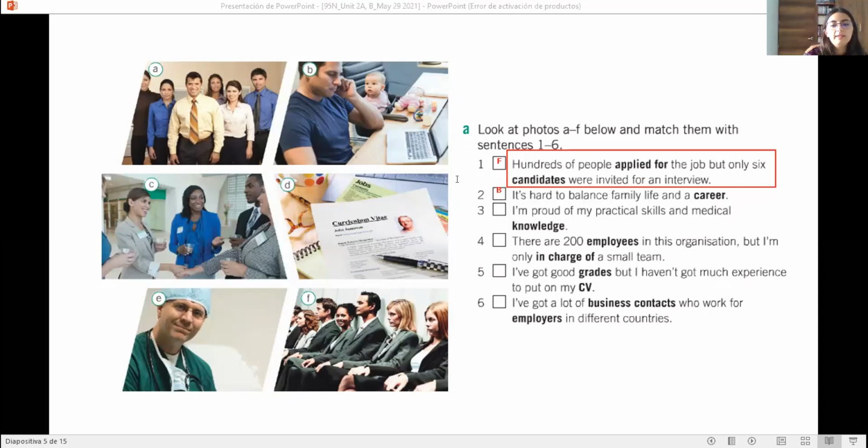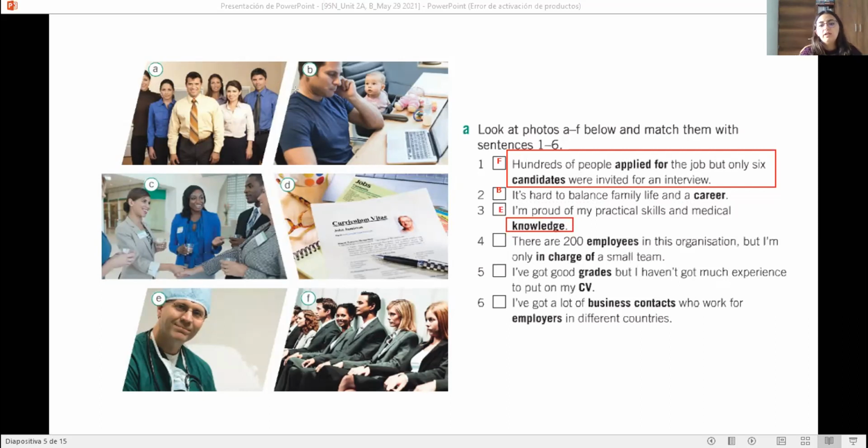Letter B. Exactly. Es difícil mantener balanceado, tener un balance entre la familia y la carrera, ¿no? Career. Excellent. Let's move to number 3. I'm proud of my practical skills and medical knowledge. Letter E. Yes. Letter E. Estoy orgulloso de mi destreza práctica. That would be the meaning of this word, knowledge, conocimiento.